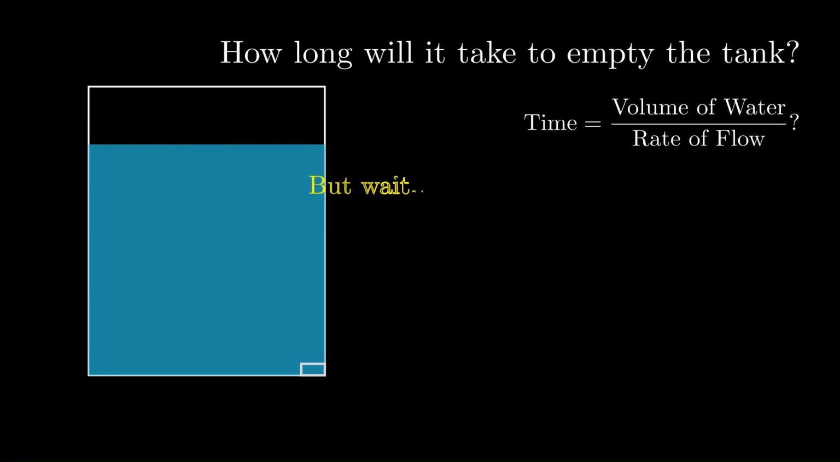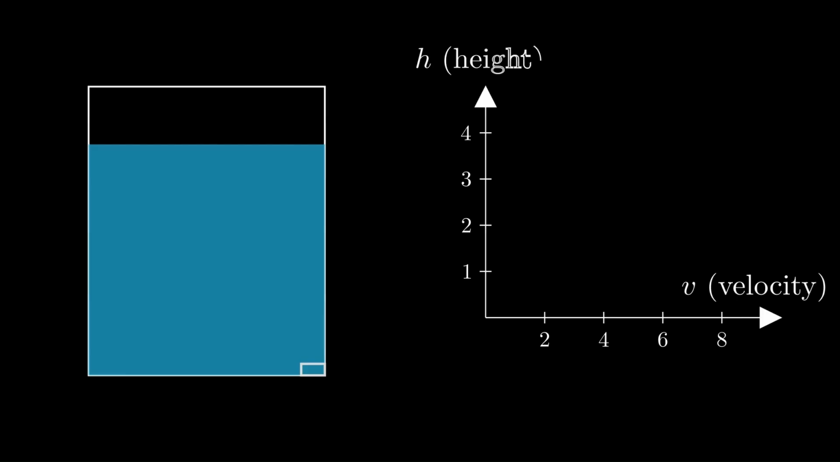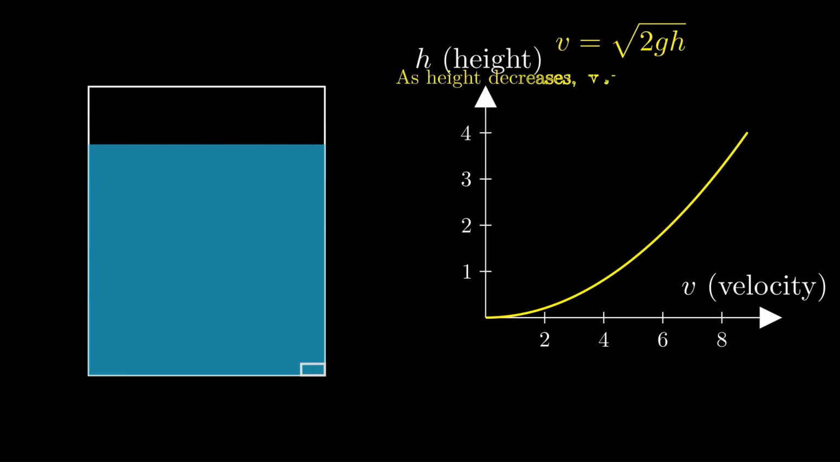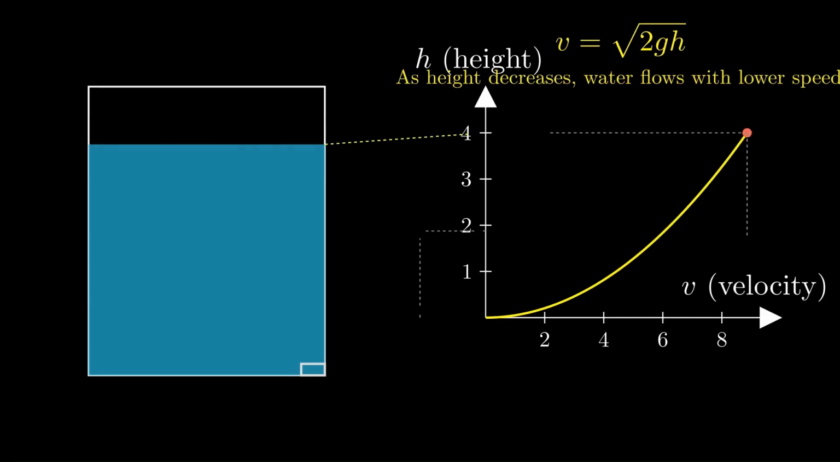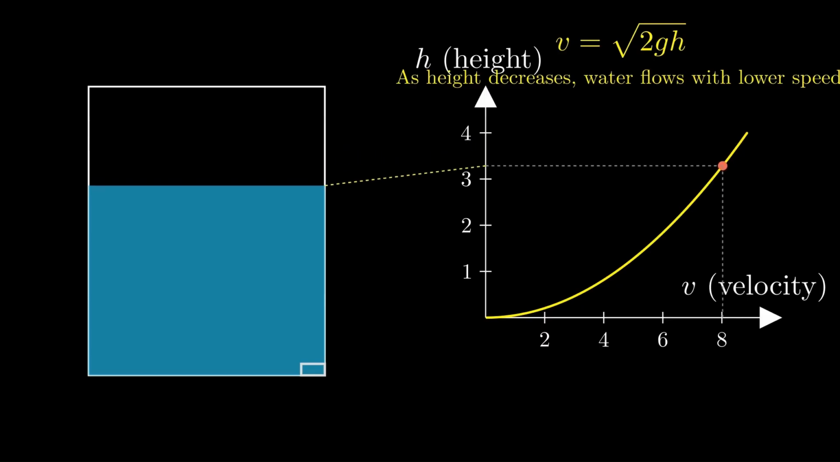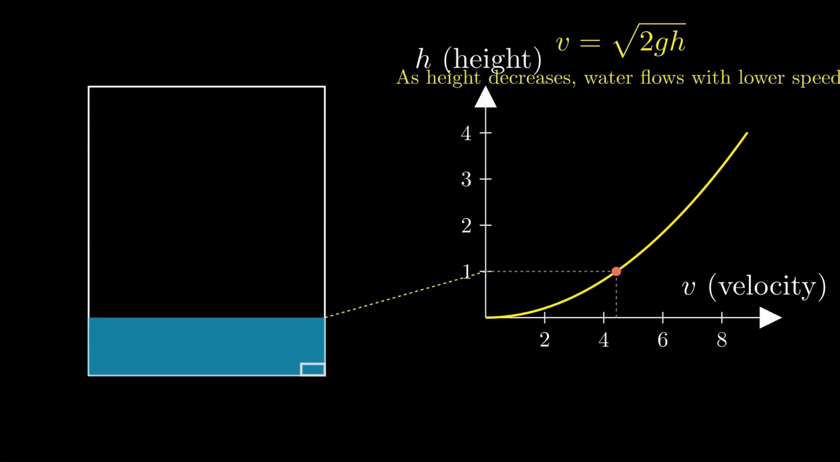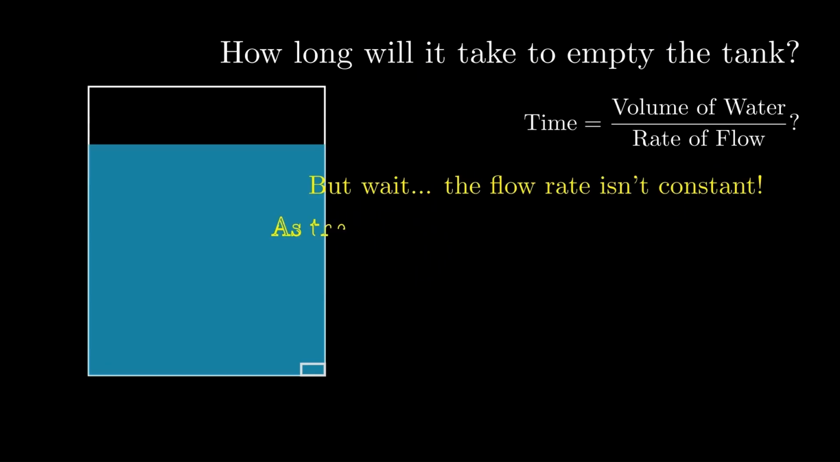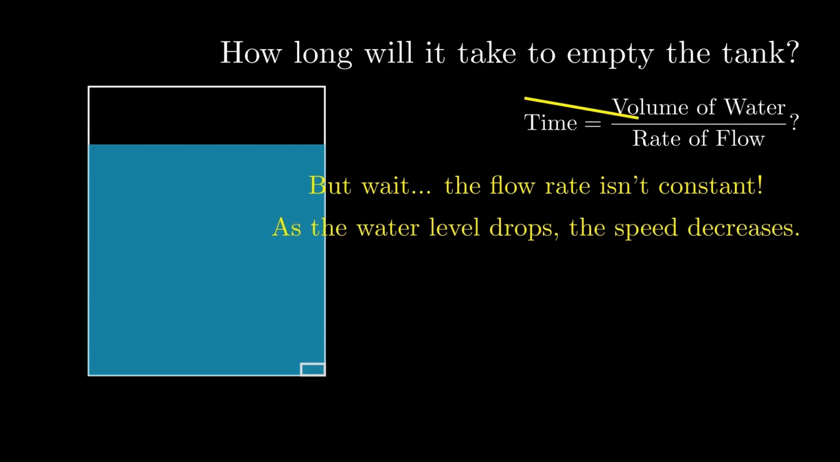That's tempting, but there's a catch. The flow rate isn't constant. Let's visualize that. If we plot the water height h on the y-axis and the outflow velocity v on the x-axis, a principle from physics tells us the velocity is proportional to the square root of the height. And when we draw that relationship, it doesn't form a straight line. It curves. And that curve is exactly why our simple formula fails.